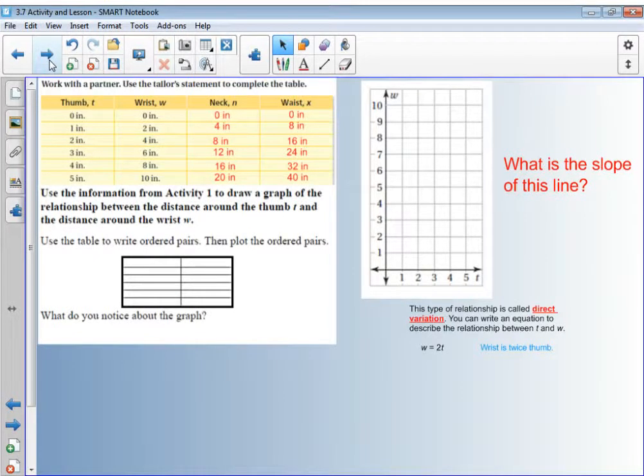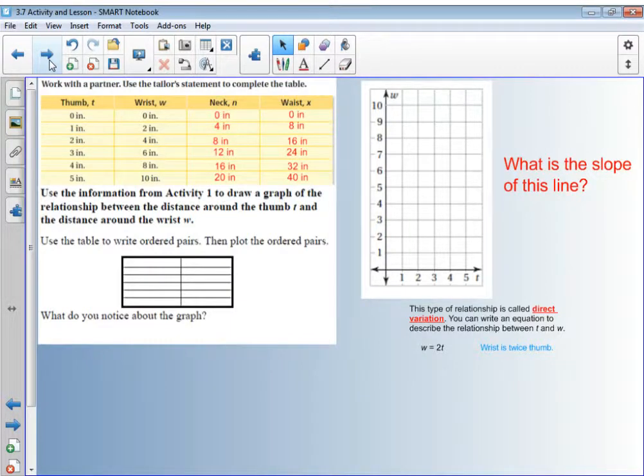Okay, so you should have ended up with these numbers that I have in red. So we took each column and multiplied by 2 to figure out what the next column was. So we're going to use this information that we just did to plot some different data.